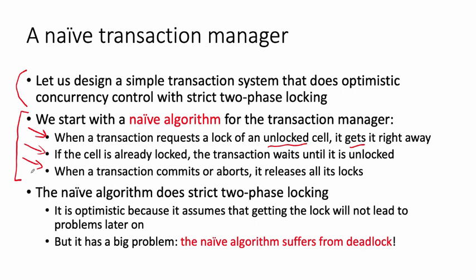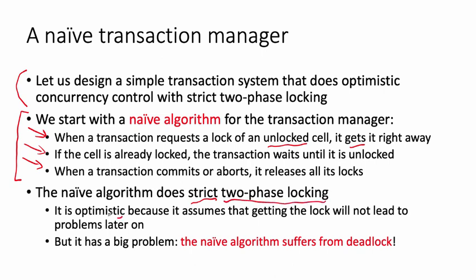So there's a growing phase. It's getting locks. Maybe it's waiting in the middle, but eventually it will get all the locks. And then when it's completely done, it releases all the locks. So this algorithm is doing strict two-phase locking.